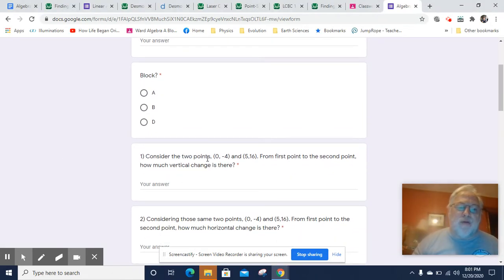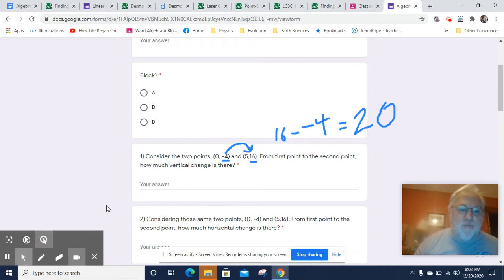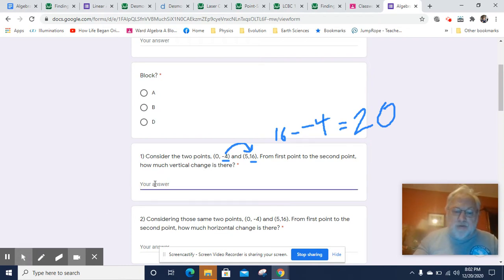So here we go. We've got 2 points, (0, -4) and (5, 16). From the first point to the second point, how much vertical change is there? All we're caring about here is from -4, that's the y value, to 16. How much vertical change is there? The way we'd do that is 16 minus -4, which is going to equal 20. So there is a vertical change of 20, because vertical change is all about the y part. So vertical change is 20 for those 2 points.